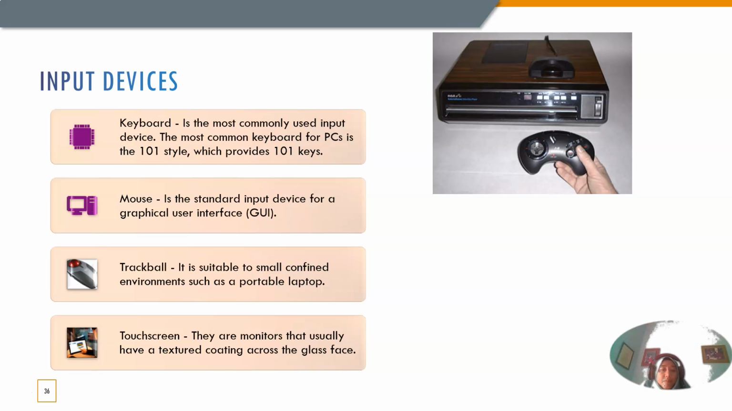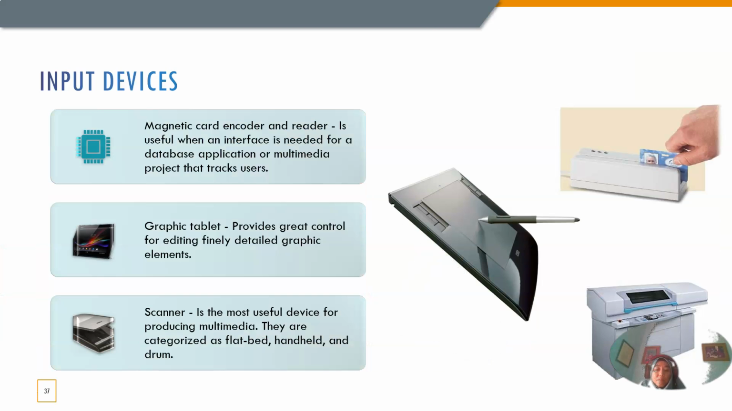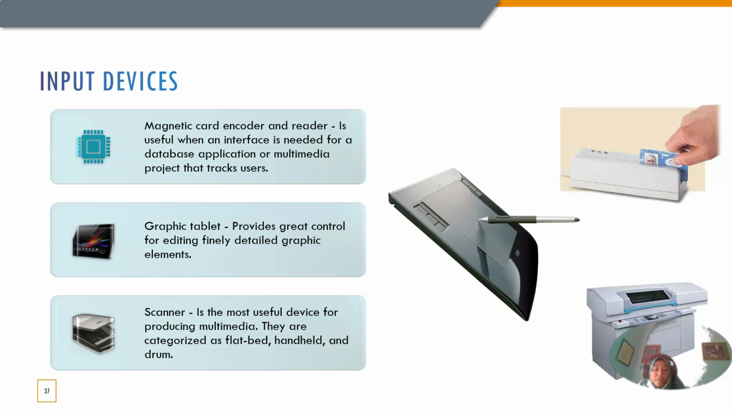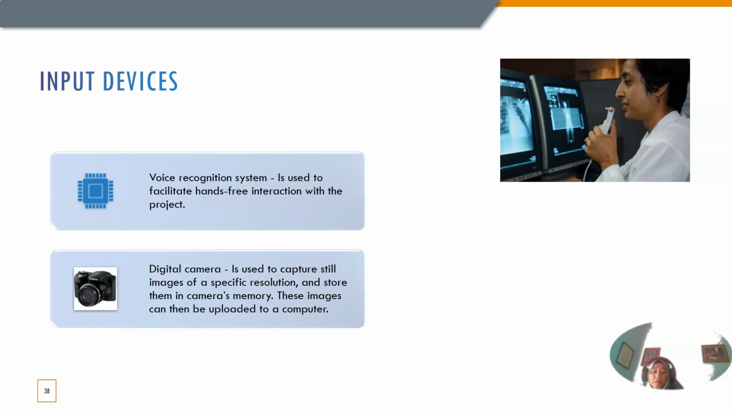This is an example of input. We have many inputs, so you can look at the examples also, class: your type of keyboard, mouse, trackball, touch screen. Other than that, we have magnetic card readers, where you swipe to read your debit card, credit card, and so on. Then you have graphic tablets, scanners to scan your content, and the voice recognition system. This is input. Input is what you want to save into your computer.